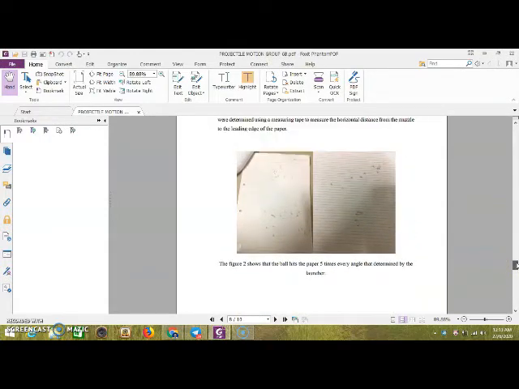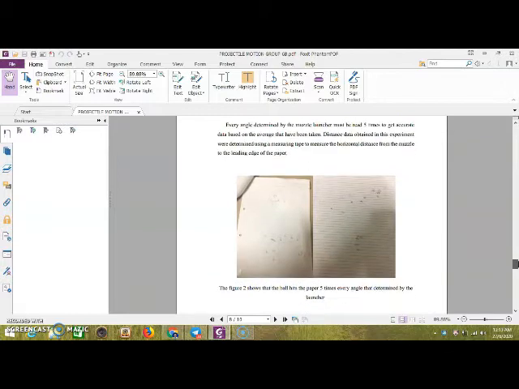Figure 2 shows that the ball hits the paper 5 times at the angle determined by the launcher.